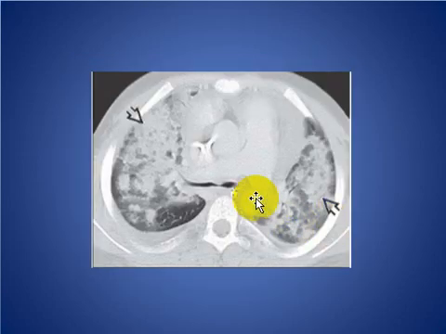Here, this is an axial non-contrast enhanced CT scan with bilateral central areas of consolidation in a patient with pulmonary hemorrhage. And in this patient the blood is aspirated through the NG tube and endotracheal tube.